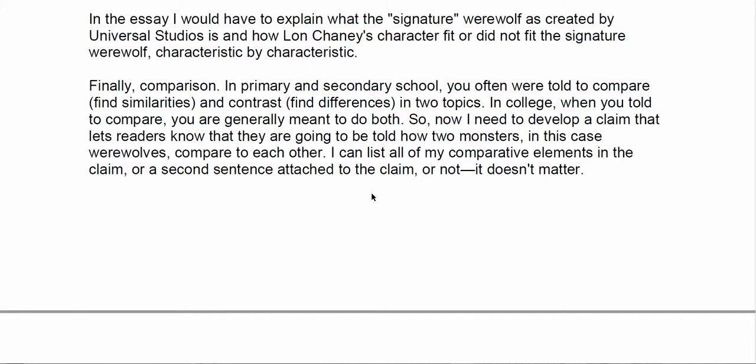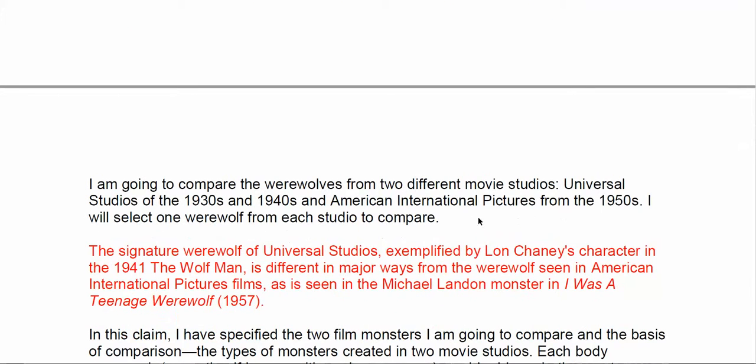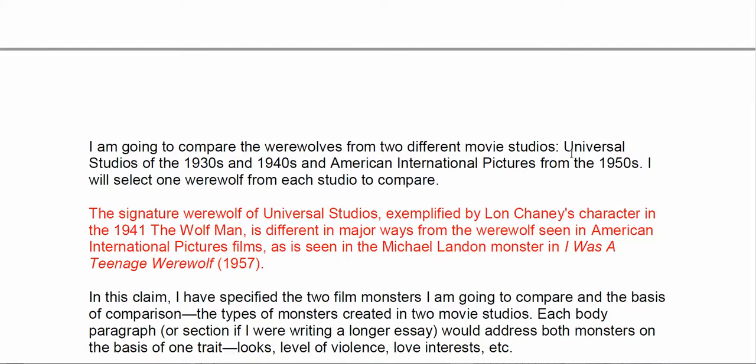Finally, comparison. Throughout school, you were probably told to compare something, which meant to look for similarities between 2 or more topics, or contrast 2 or 3 topics, right, and look for their differences. A lot of times in college we'll just tell you to compare, and what we really mean is for you to do both. So if you see compare, chances are pretty high you're supposed to look for similarities and differences, all right? So I'm going to compare the werewolves from 2 different movie studios in my sample. And I'm going to compare it on the same characteristics. So I'm going to look at Universal Studios of the 1930s and 40s, and American International Pictures Studio from the 1950s. So I'm going to select one movie werewolf from each of those studios to compare.